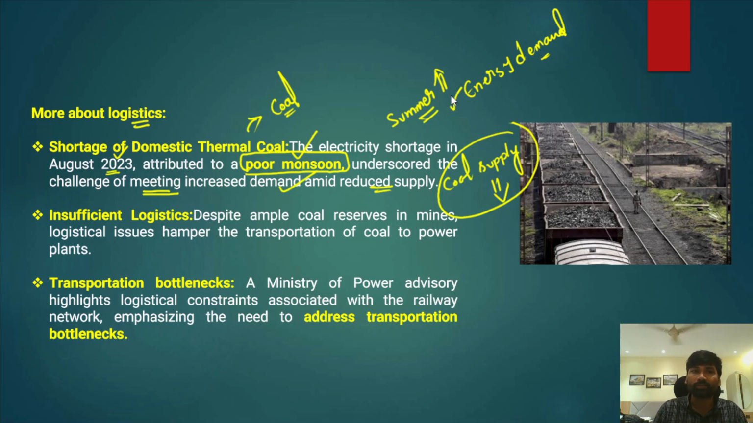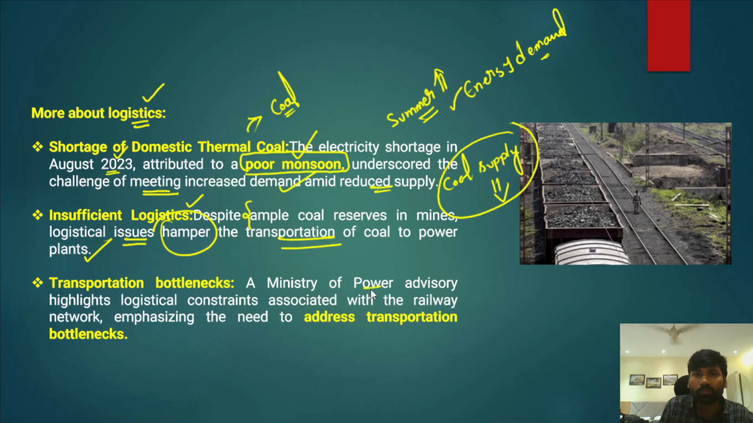And the second thing is that we need to talk about the inadequate availability of logistic facilities to transport the coal from coal fields to the thermal power plants. Despite having ample coal reserves in mines in India, the logistic issues we have been facing with respect to transportation have been hampering the transportation of coal to these power plants. So that is the second major logistical issue, and there are also certain transportation bottlenecks across India with respect to the transportation of coal.